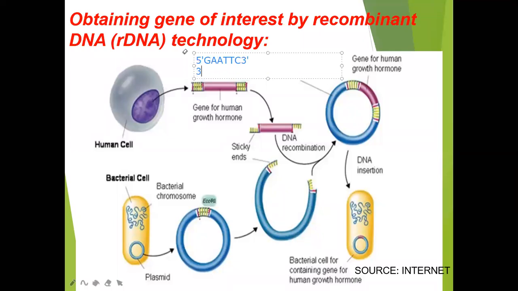Here you can see 3 prime. So what pairs with G? C. Very good. And what pairs with A? T. Very good. And what pairs with T? A. Very good. What pairs with C? G. And what is the polarity? 5 prime.